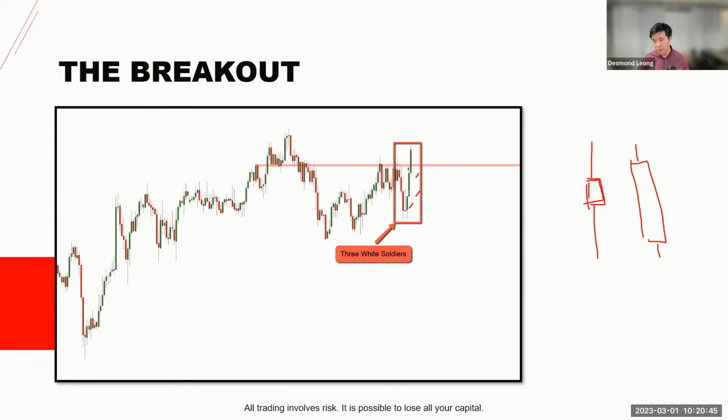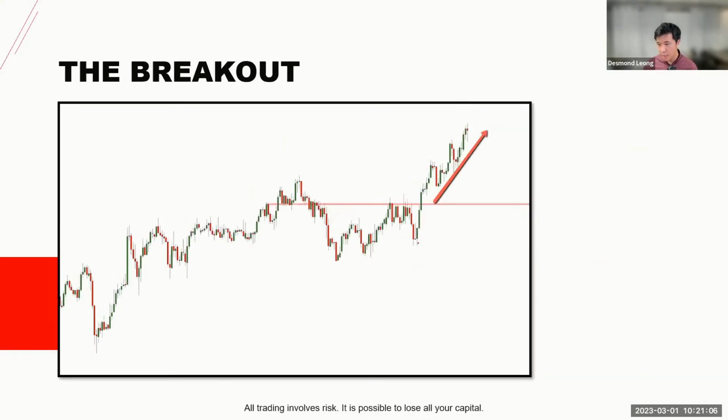So you notice most of them are like this. You're looking for 3 proper soldiers, not 3 babies. All right, so 3 white soldiers is a very good indication that price might break out. It's a very good breakout candlestick pattern.